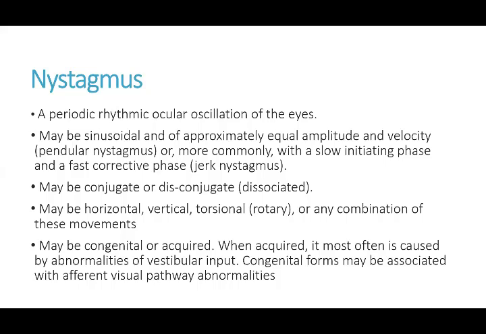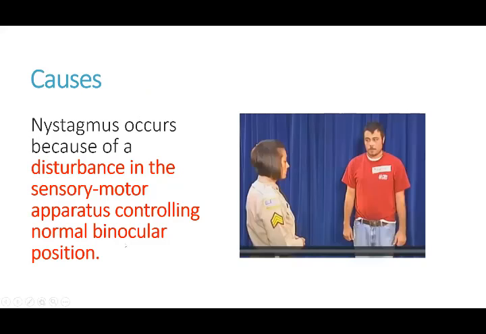It may be conjugate or disconjugate, equal in both eyes or unequal. It may be horizontal, vertical, torsional, or any combination of these. It may be congenital, most commonly it's congenital, or acquired. When acquired, it most often is caused by abnormalities of vestibular input. Congenital forms may be associated with visual pathway abnormalities. Nystagmus occurs because of a disturbance in the sensory motor apparatus controlling normal binocular position.